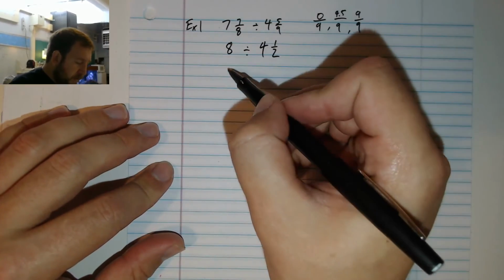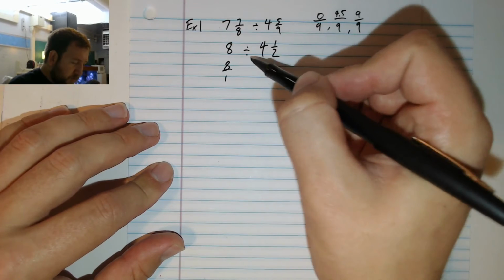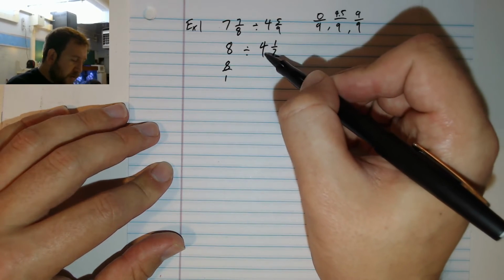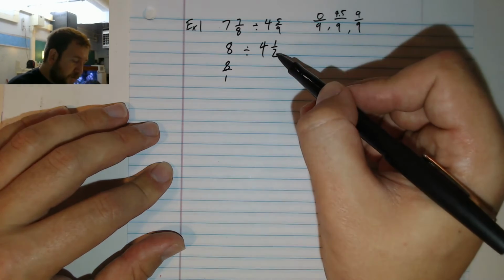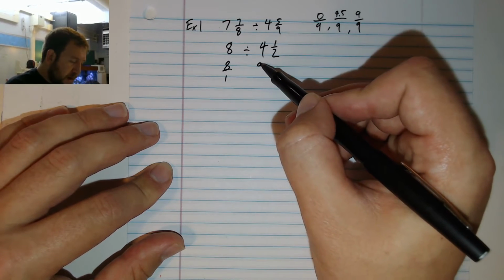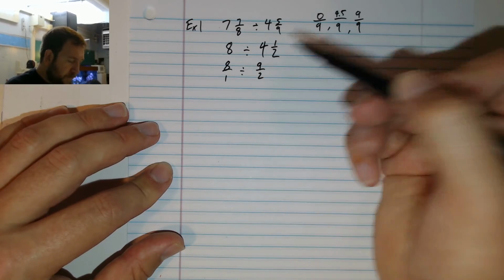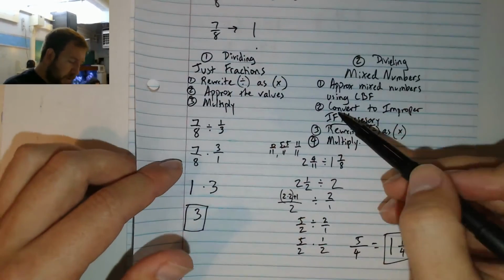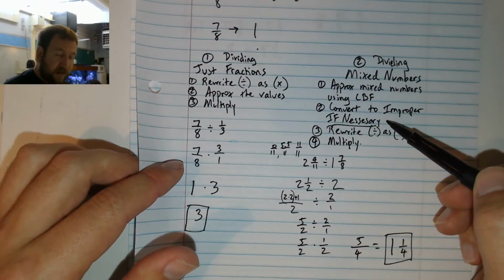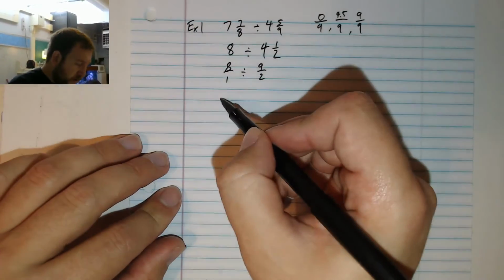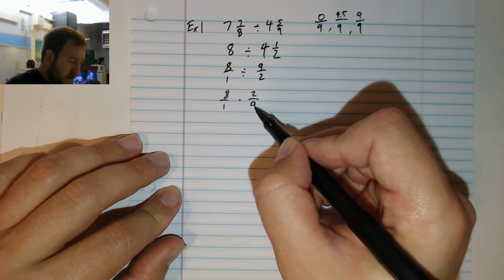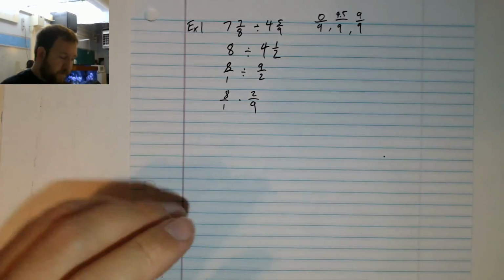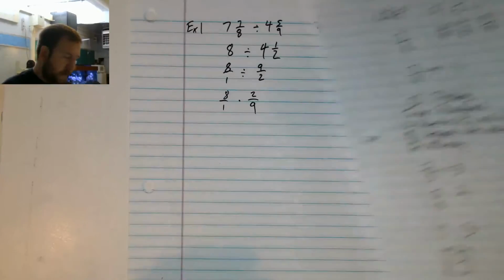All right, so let's do that. We have 8 wholes over here, and we need to turn this into an improper fraction. So 4 times 2 plus 1 is 9/2. Because remember, convert to improper fractions if necessary. Unfortunately, it was. Rewrite as multiplication. 8 wholes times 2 over 9. Okay, and now multiply.